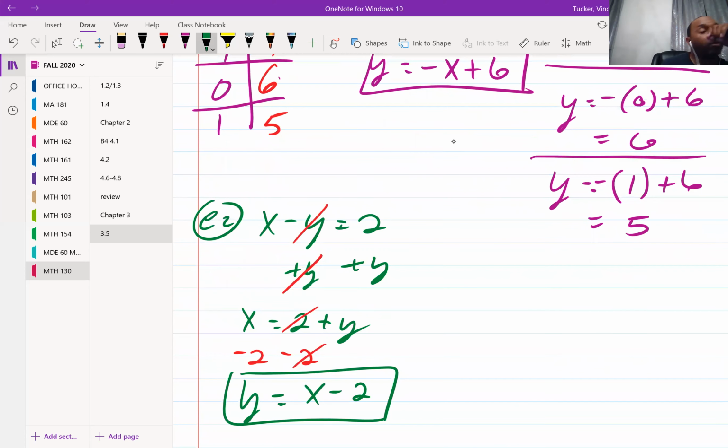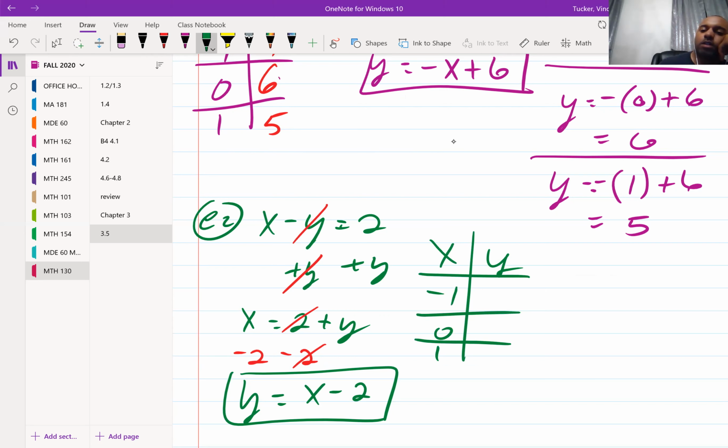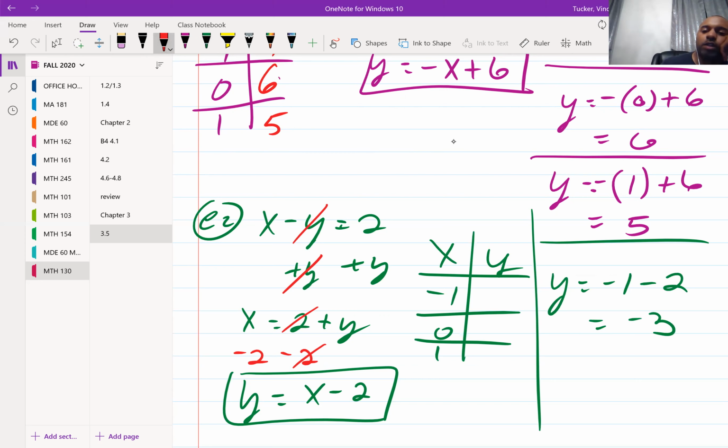So I added y to both sides because my y was negative. And I subtracted 2 from both sides. That gave me y equal to x minus 2. I'm going to use -1, 0, and 1 again. Once again, those points, it's up to you what you want to use. Plugging in -1, I get -3.